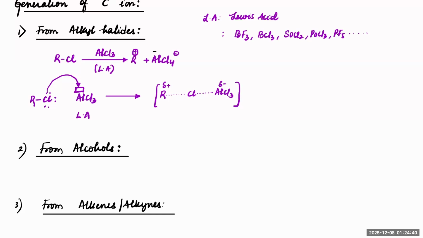And the energy of this complex formation is what we call the transition state. So this is the transition state. From the transition state, it will convert into R plus AlCl4 minus. And this R plus is what we call intermediate.